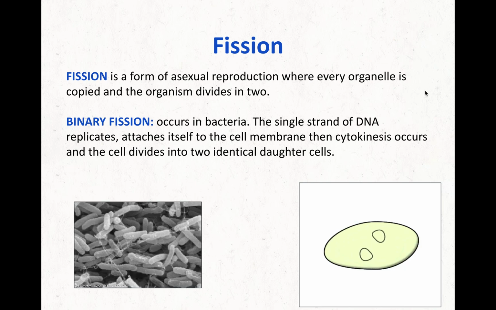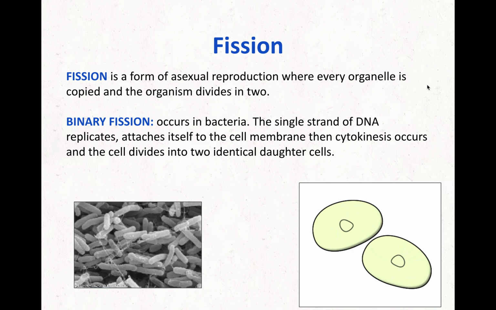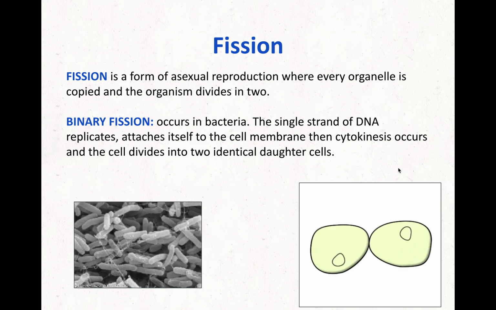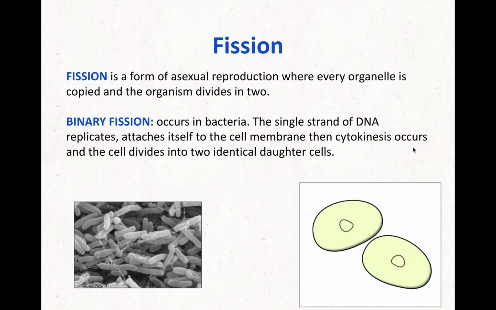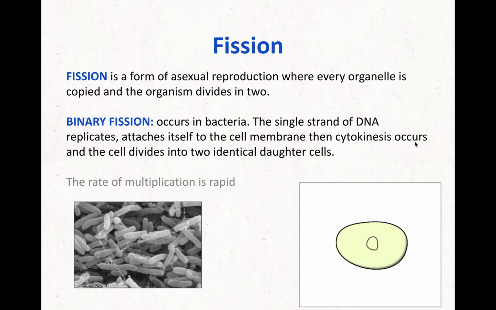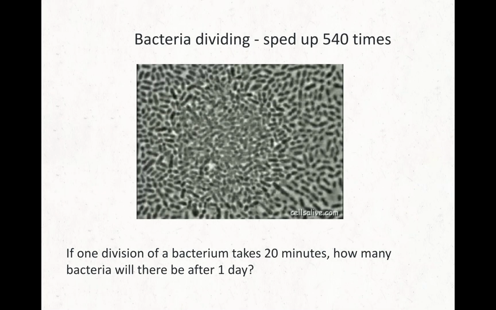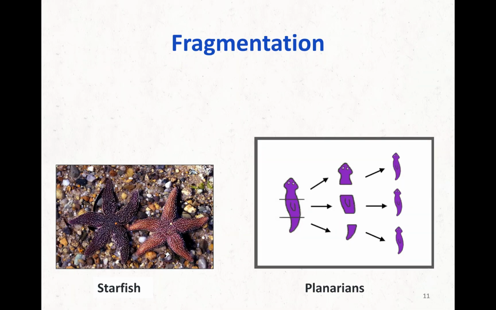Okay, you can have fission in single-celled eukaryotic organisms, but mostly what we're talking about is binary fission in prokaryotic cells like bacteria. So there's a little animation there that you can watch of binary fission in a protozoan, and another animation of bacteria speeding up. I'll leave you to go into the slideshow and do that. I'm speaking really quickly now.